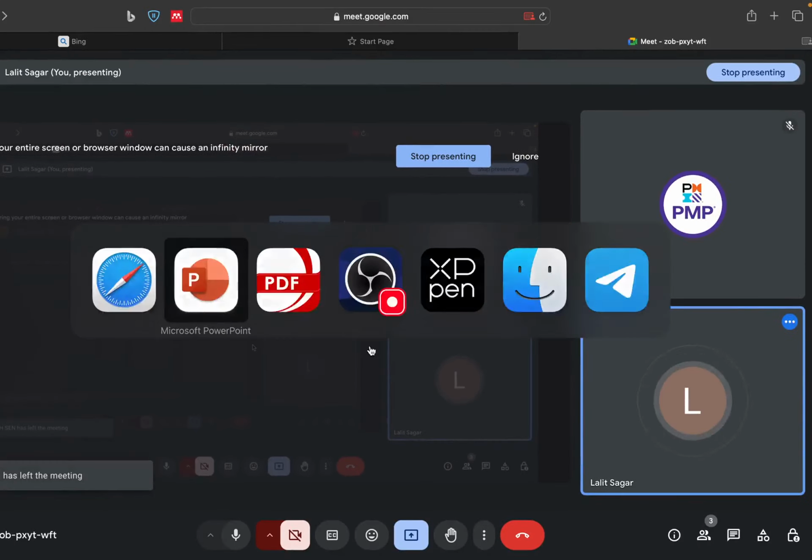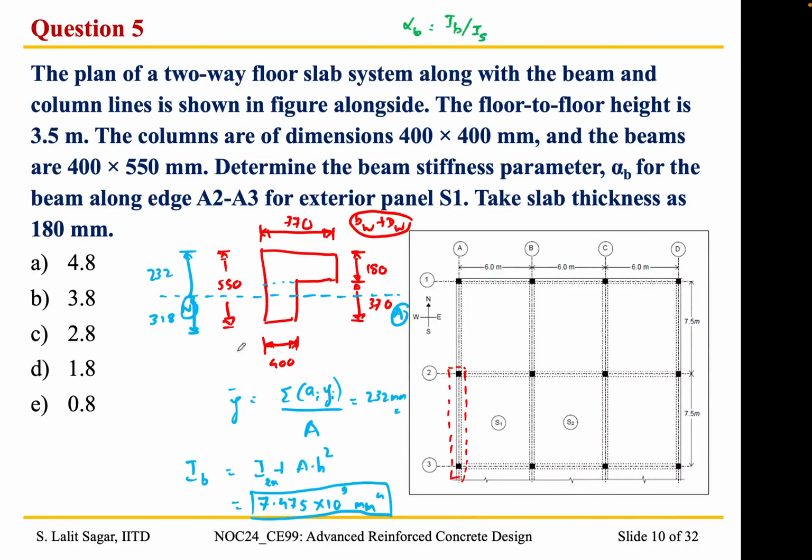So I would just like to pause and ask if there is any doubt. Is there any doubt, sir? Actually, Y bar is coming 317, sir. 317? And IB is matching 7 point plus. Okay, IB is correct.